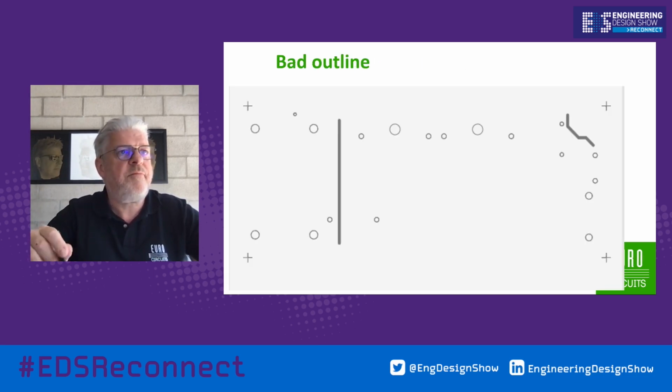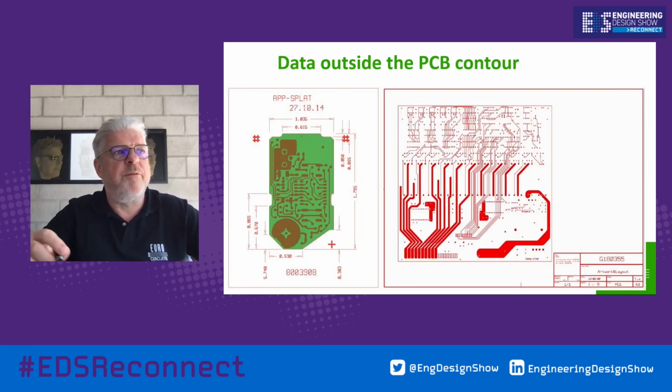Another thing is bad outlines. I mean, this is a typical outline from an old CAD package, Ultiboard. Still, some people are using it, and this package uses crosshairs as an outline. Now, there is no CAM system that can read such a file automatically, because it will say it has no valid contour.